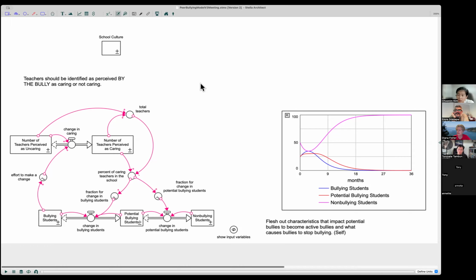We're trying to get off the ground, developing eventually a peer bullying model that will be useful to teachers and administrators in a school. Is there something you would like to do?